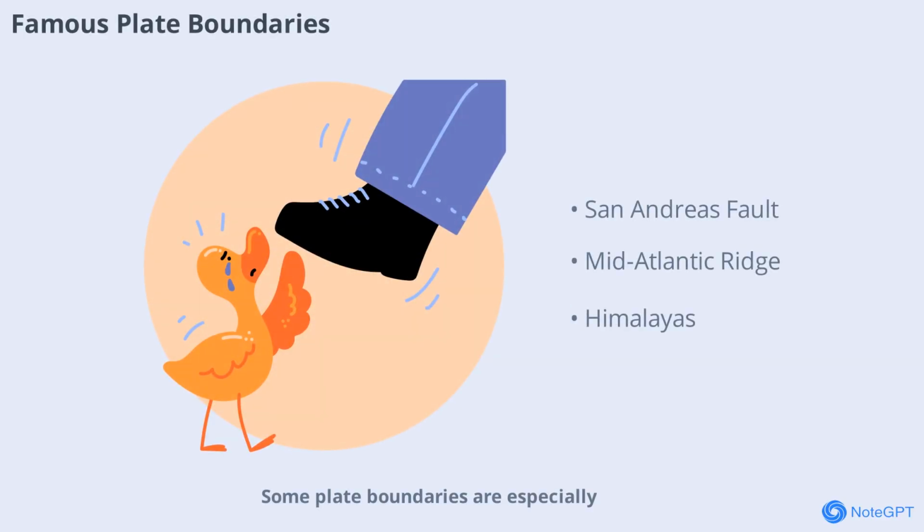Some plate boundaries are especially well known due to their geological activity. The San Andreas Fault in California, the Mid-Atlantic Ridge, and the Himalayas are just a few examples. These regions are studied extensively to better understand the processes at work and to improve hazard preparedness.